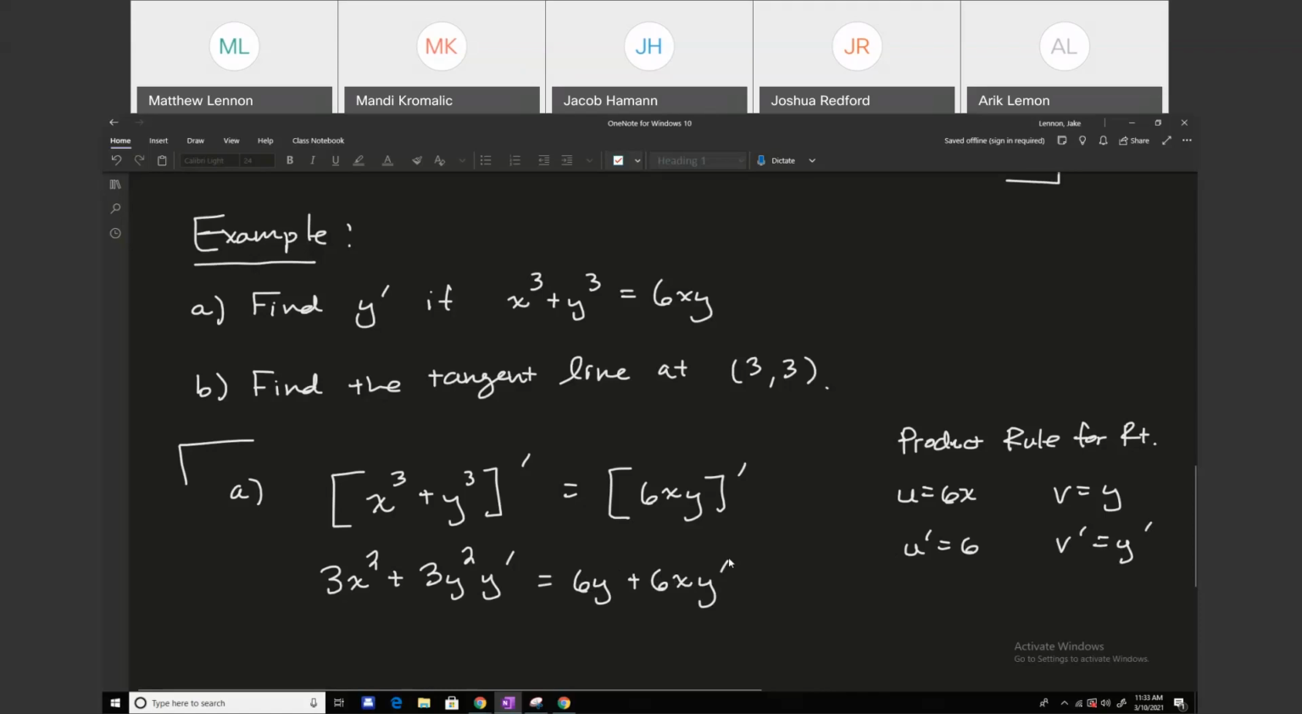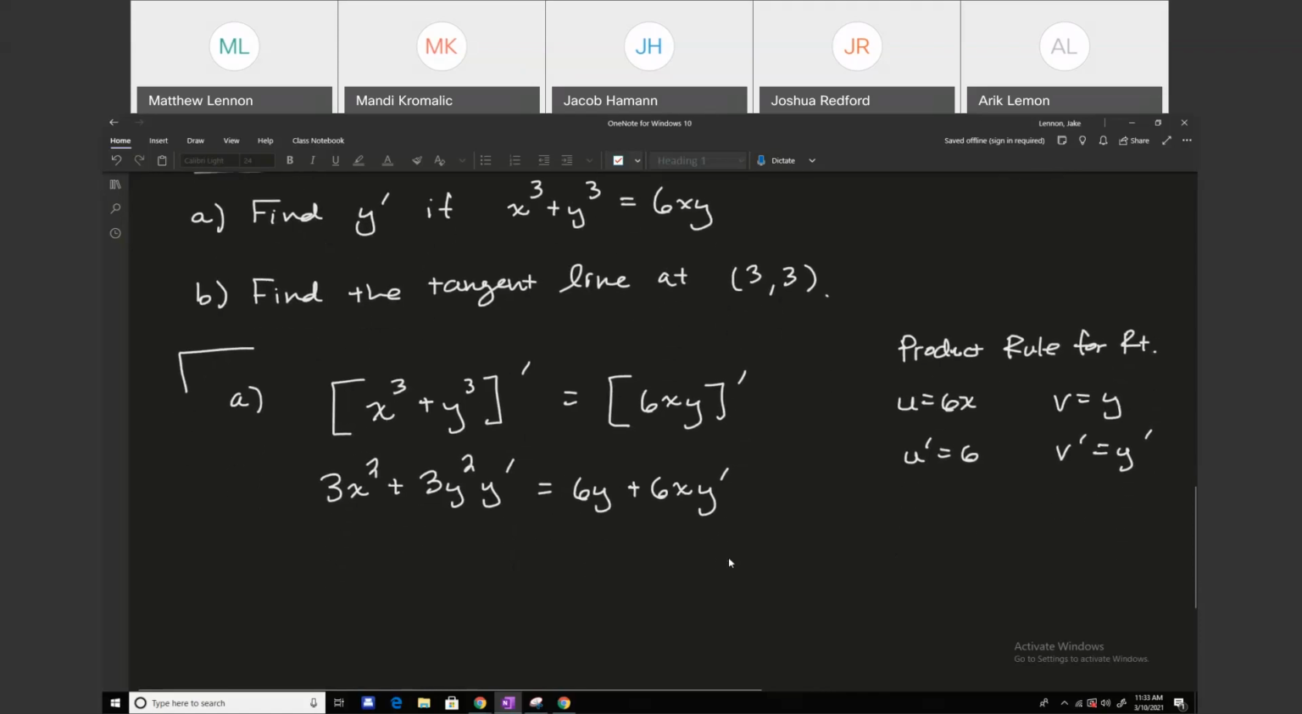Okay, so this is the part that always tricks people. We want to solve for y prime. So the way you solve for y prime is you get all the y primes on the same side and then you factor. So what I'm going to do is subtract 6y and then also subtract 3y squared y prime on both sides. And what that is going to do is move the 6y to the left and move the other term with the y prime to the right.